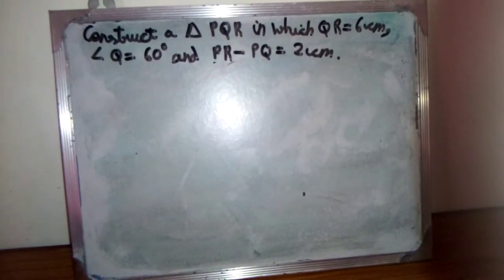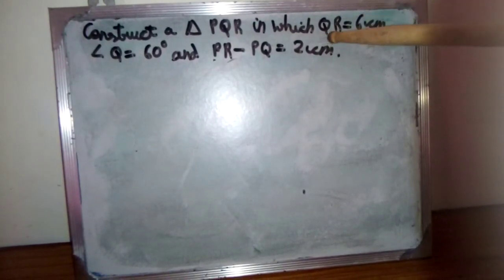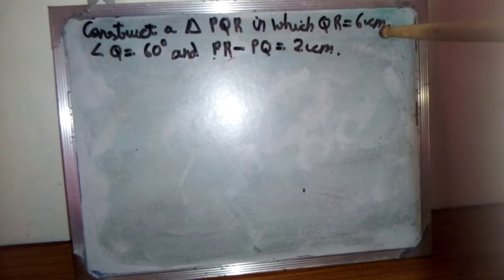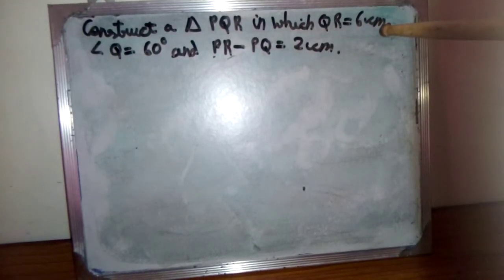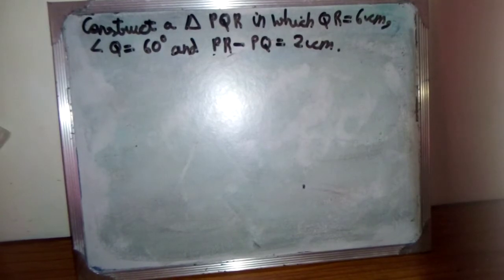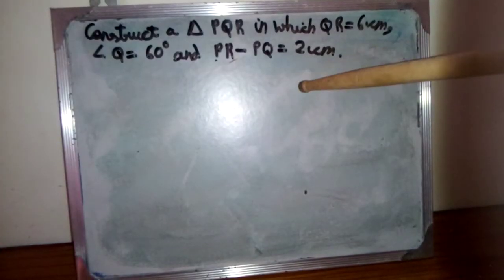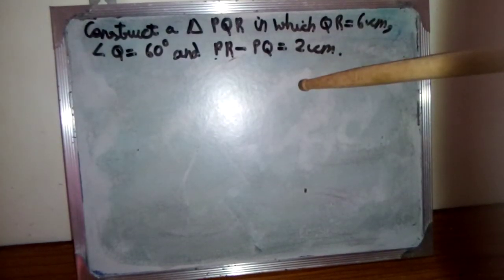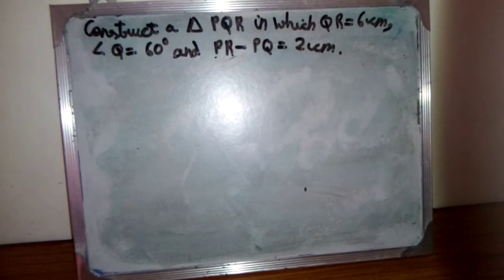Construct a triangle PQR in which QR is equal to 6 centimeter. As you notice, QR is equal to 6 centimeter is its given base, and angle Q is equal to 60 degree is a base angle, and PR minus PQ is equal to 2 centimeter is the difference of the other two sides.